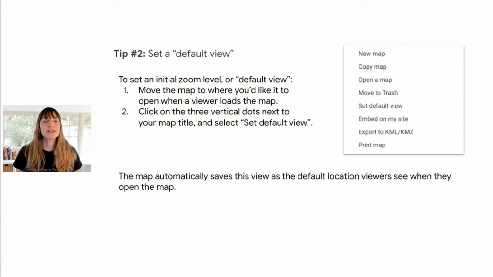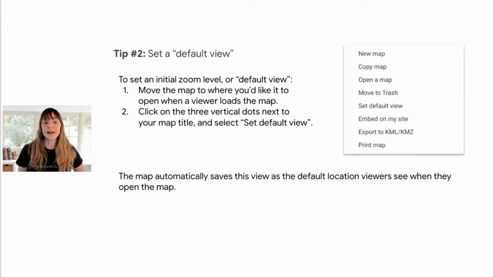Be sure to set an initial zoom level that makes sense for your map. To set an initial zoom level or default view, first move the map to where you want the map to open when a viewer initially loads the map. Then click on the 3 vertical dots next to your map title and select default view.